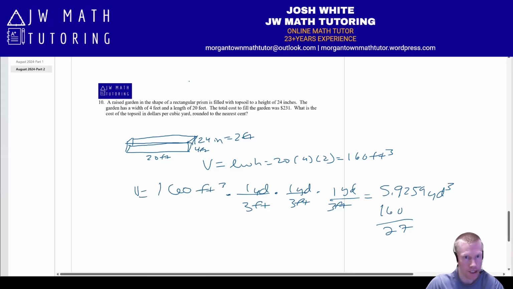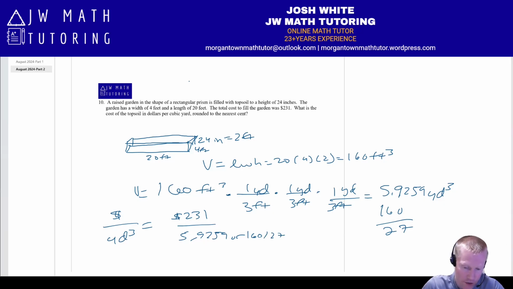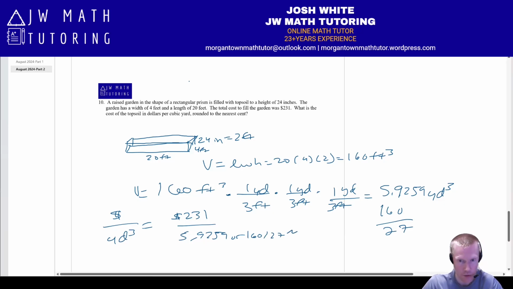All right, so now this is the total volume in cubic yards. They want to know the cost in dollars per cubic yard. So now dollars on top, cubic yards on the bottom. So we put the $231 on top. We put the 5.9259, or if you want to use 160 over 27, either way, you just type this into your calculator, type this into Desmos. The answer that we're going to get is going to be 38.98, rounded to the nearest cent.